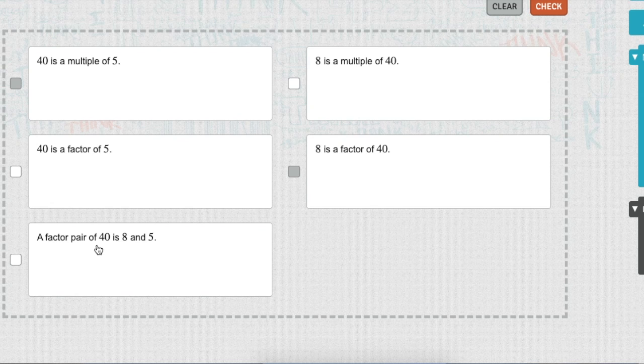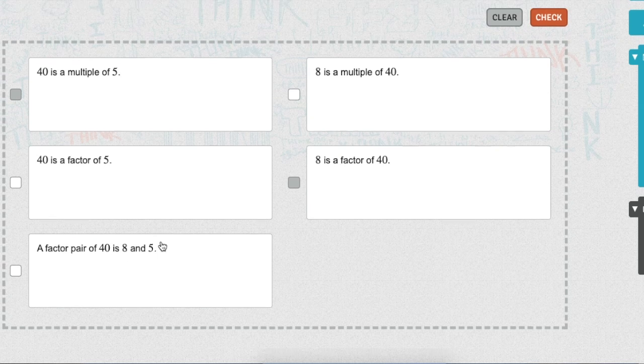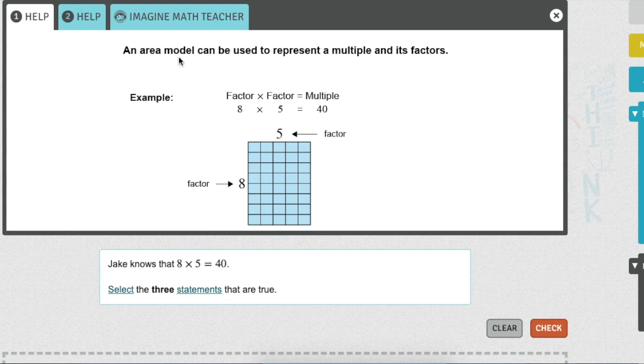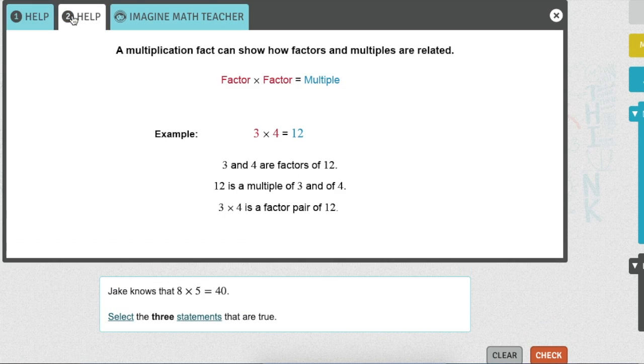Yes. A factor pair of 40 is 8 and 5. Did I take 8 times 5 to get 40? Yeah. Okay. And if you're still confused, use the math help. It says, an area model can be used to represent multiples and factors. Factor times factor equals multiple. Okay, that might be something you want to write down on your piece of paper. A multiplication fact can show how factors and multiples are related. Factor times factor equals multiple. You may also want to write this down as multiple divided by factor equals other factor.